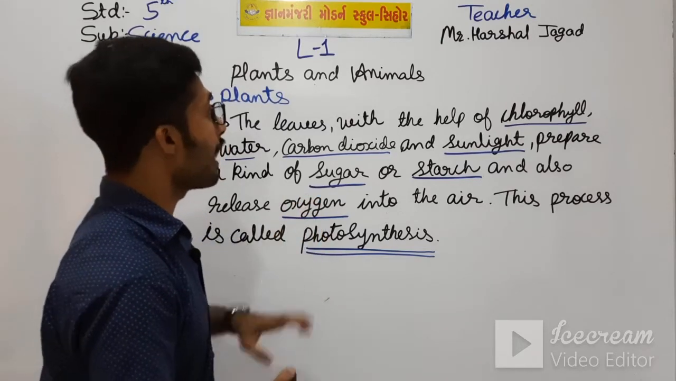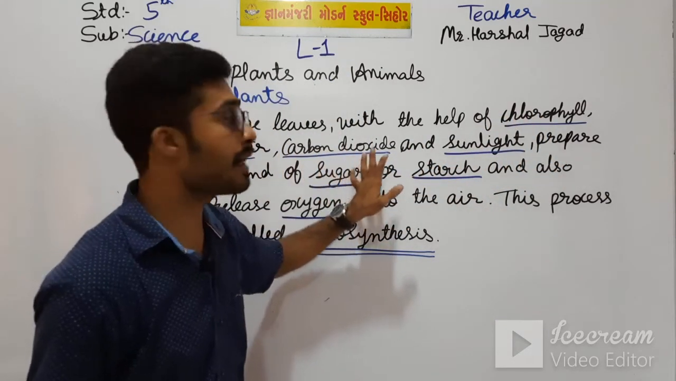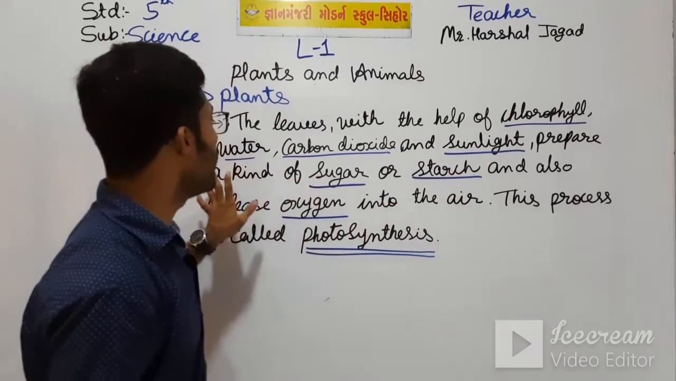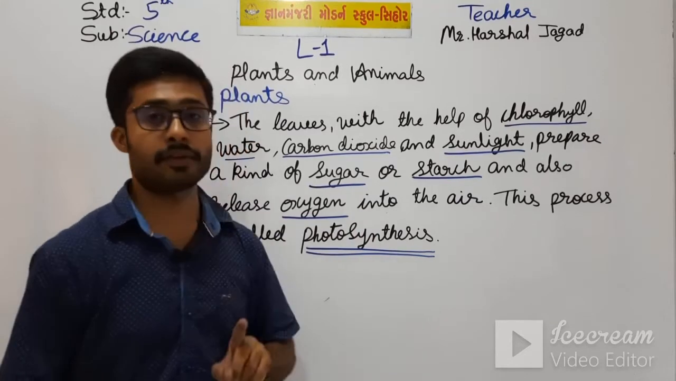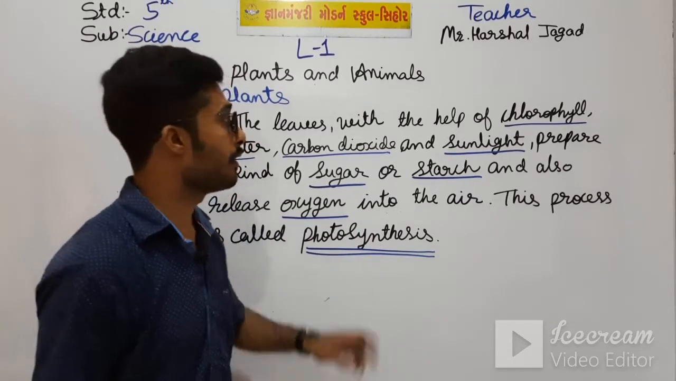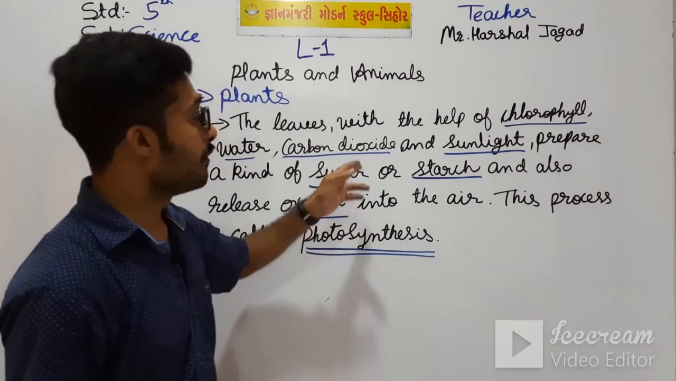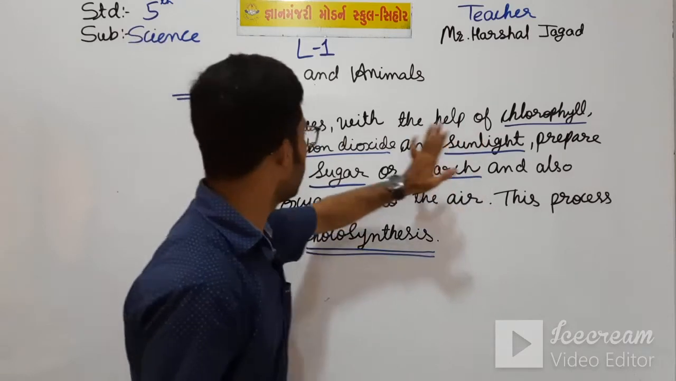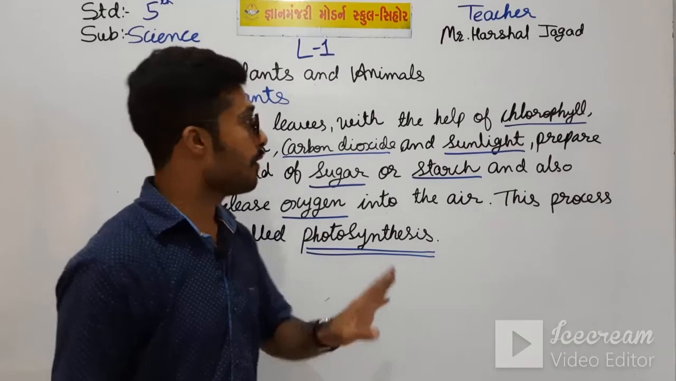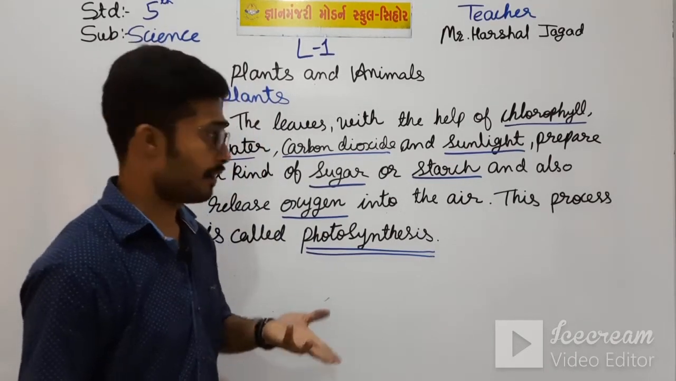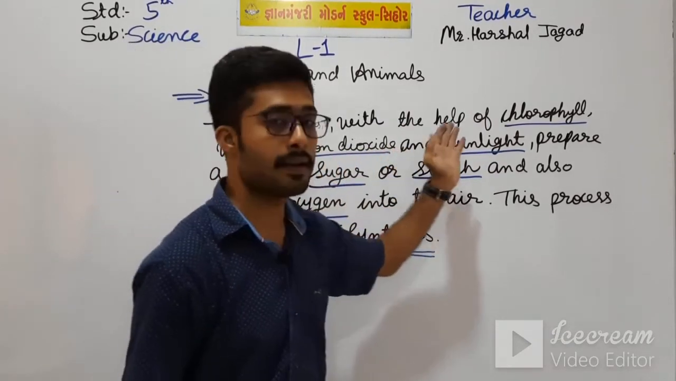So with the help of what? Chlorophyll, water, carbon dioxide and sunlight, a kind of sugar. If you don't know the definition, first you have to ask yourself the question: with the help of what? Chlorophyll, water, carbon dioxide and sunlight, four things. With the help of chlorophyll, water, carbon dioxide and sunlight.